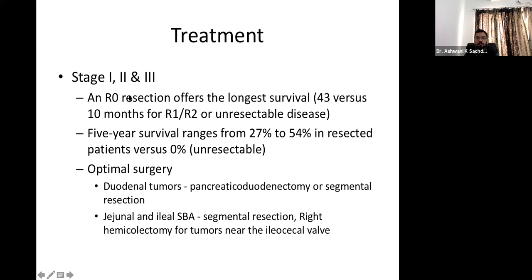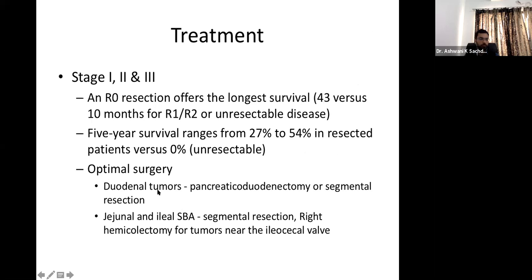So, treatment for stage 1 to 3 is R0 resection. It offers the longest survival. It is the best treatment modality for stage 1 to 3 localized disease, and 5-year survival ranges from about 27 to 54% in resected patients versus 0% in unresectable disease.